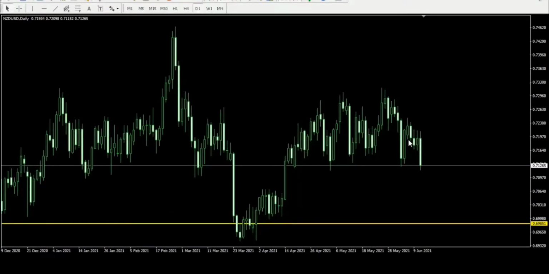So here on our daily time frame, what do we have? We have a market that has made this move to the downside, pulled back, and made another move to the downside. We are expecting another pullback around this area.